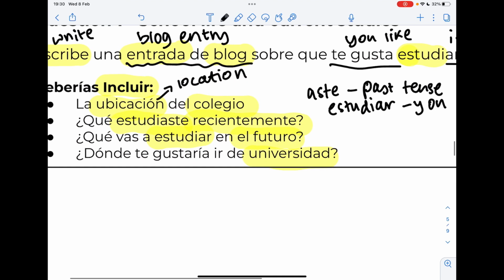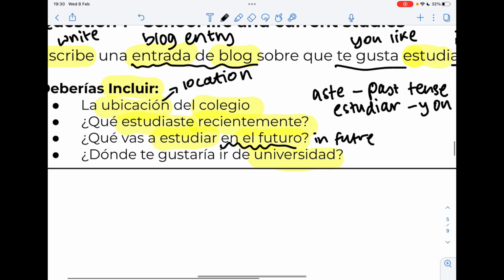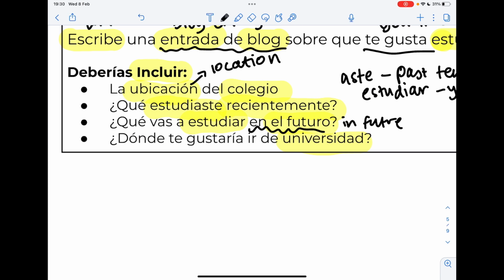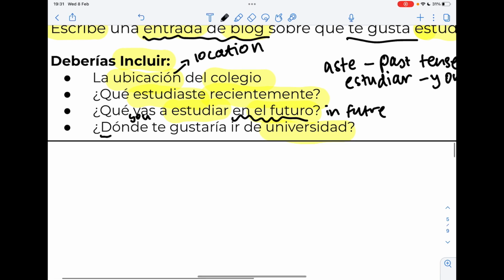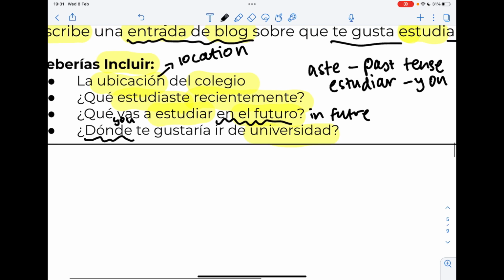¿Qué vas a estudiar en el futuro? So this en el futuro bit gives it away a little bit there: in the future. But the que vas is what are you going to? So again, we want to be using the vocabulary in the future. Then the last point here, ¿Dónde te gustaría ir de universidad? Where, that's a question word in Spanish. Where would you like to go to university?